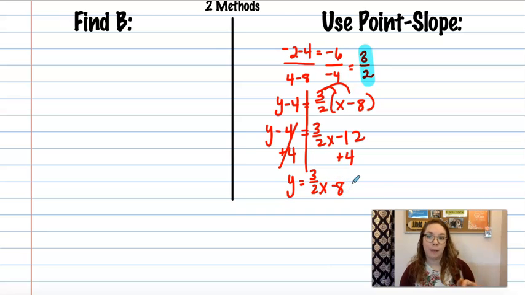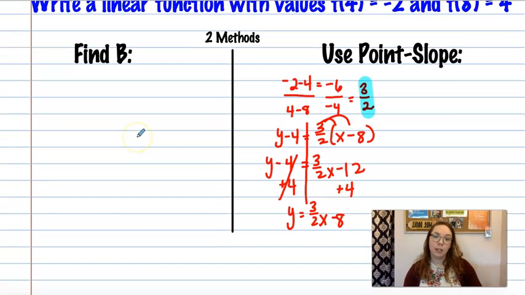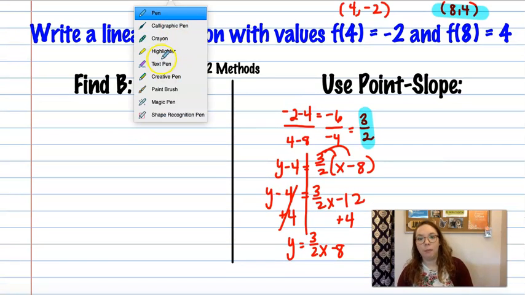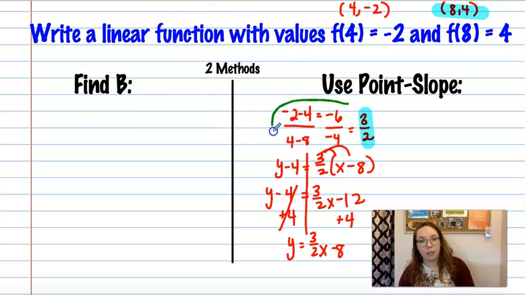So that's the first method. The second method is to use our slope. So no matter what, in both methods, you have to do this piece first. That's going to happen no matter what. Always find your slope first.